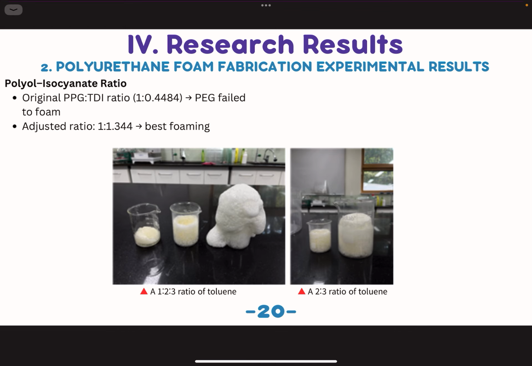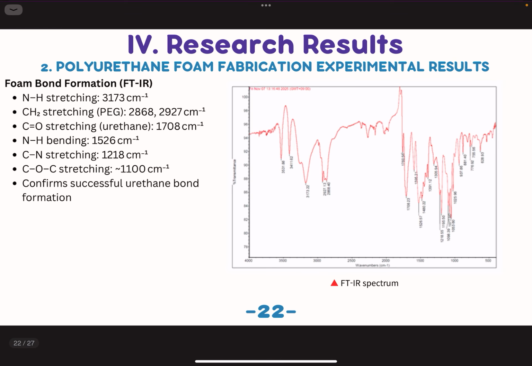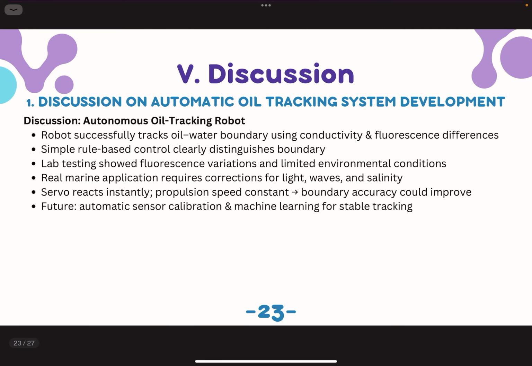Foaming failed when we simply replaced PPG with PEG, but increasing isocyanates to a 1 to 1.344 ratio produced stable foam. A microscope image showed a porous foam with micropores roughly between 362 and 1207 micrometers. And FTIR peaks for NH, CO, CN, and COC confirmed that urethane bonds formed correctly.